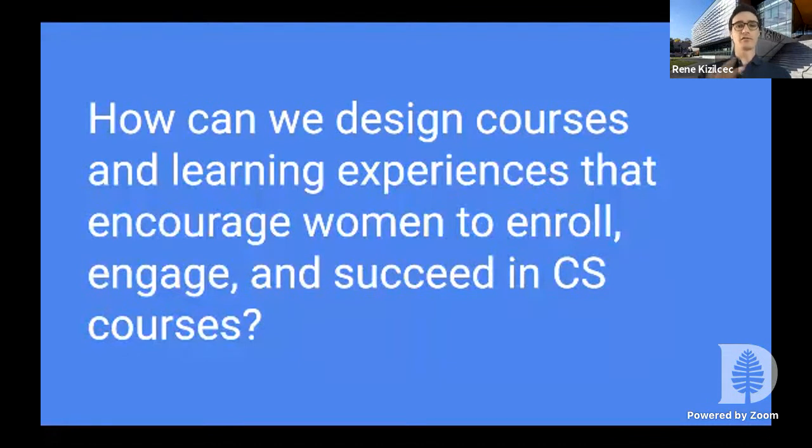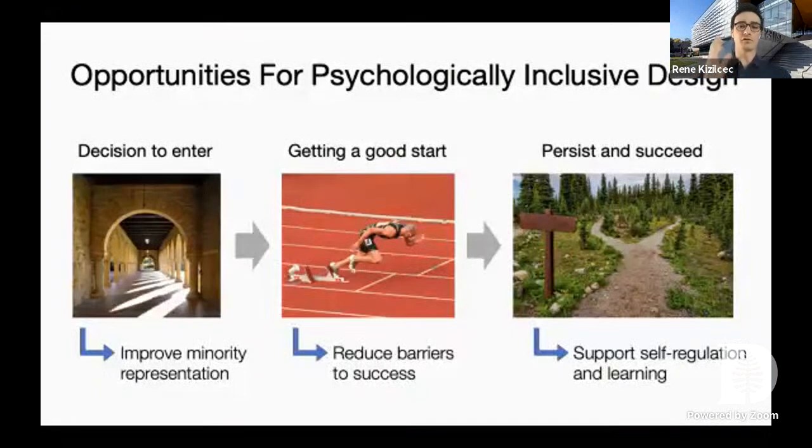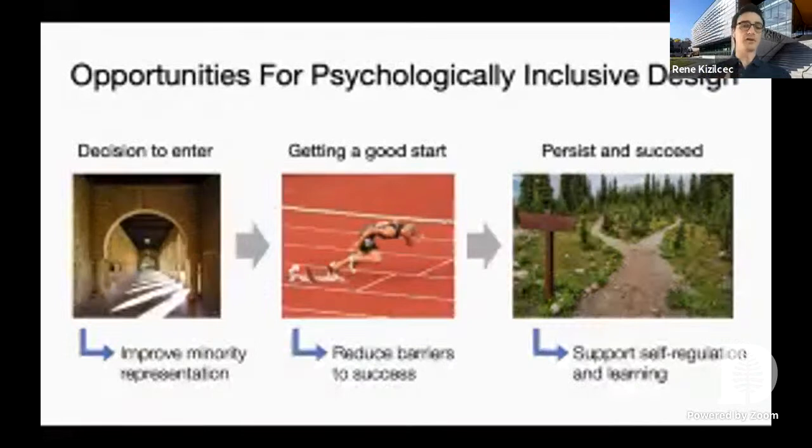One way to break down this very large question is by thinking about the different stages in the process, right? Some people call this the pipeline, although others point out that that metaphor sounds a little oily. So there's the decision to enter an environment, right? Which is right at the beginning, right? You find out about the opportunity to take an online course in computer science and programming, right? Do you enter? And that's a place for improving minority representation right from the bat.